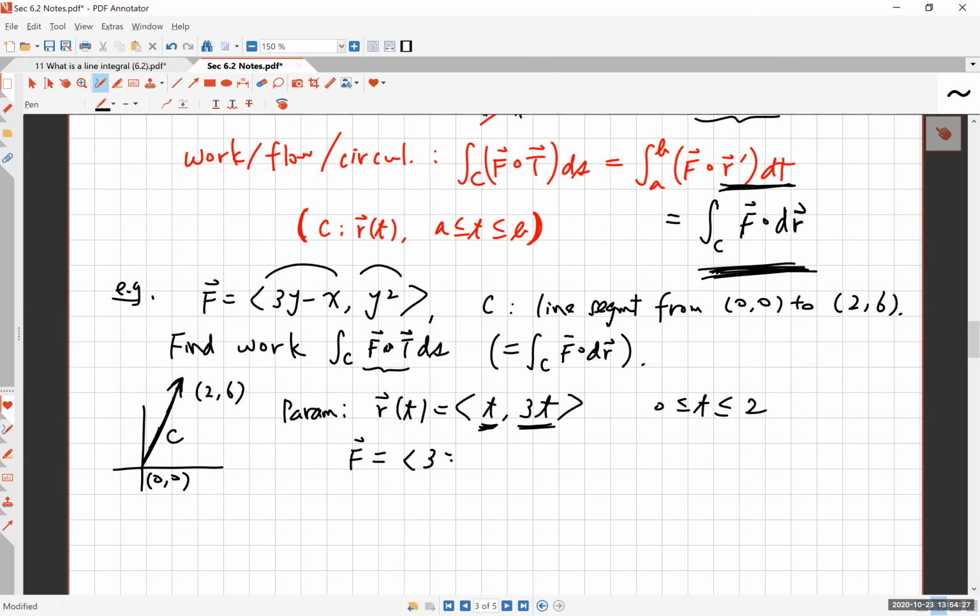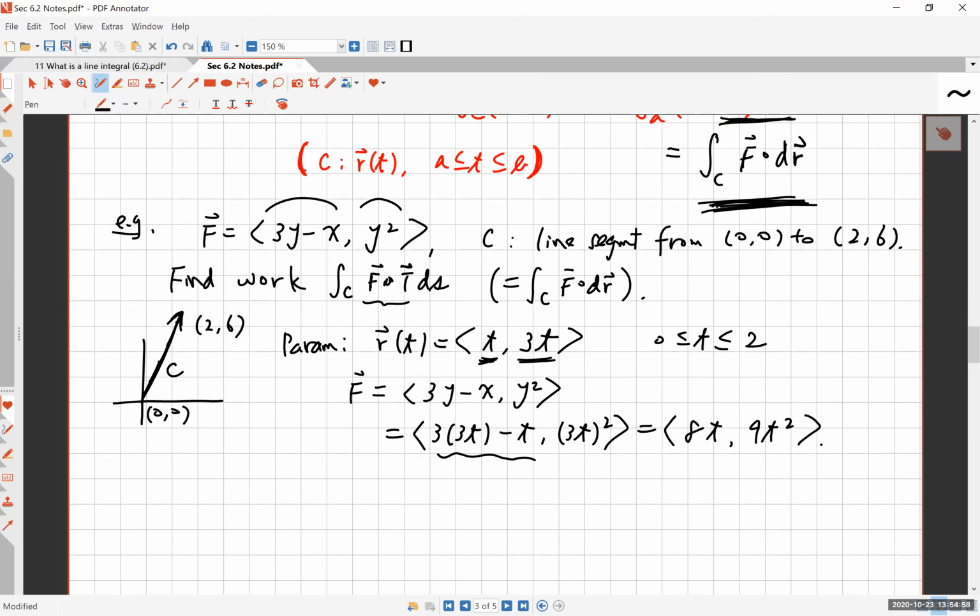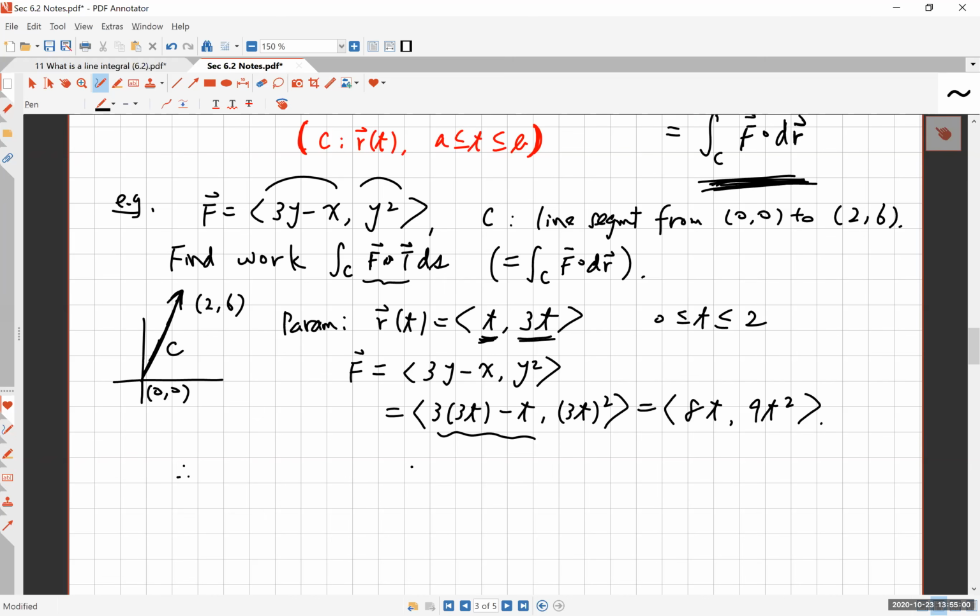So F can no longer be written in terms of x and y, but y should be replaced by 3t and x should be replaced by t. All right, so y squared is (3t) quantity squared. Let's simplify this. This is 9t minus t, which is 8t, comma, 9t squared. No problem here, right? And then you can do r prime because that's something else I have to have. That's (1, 3).